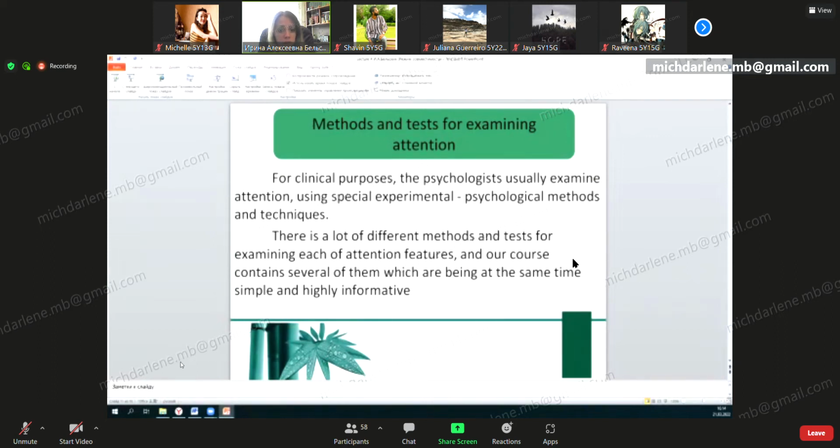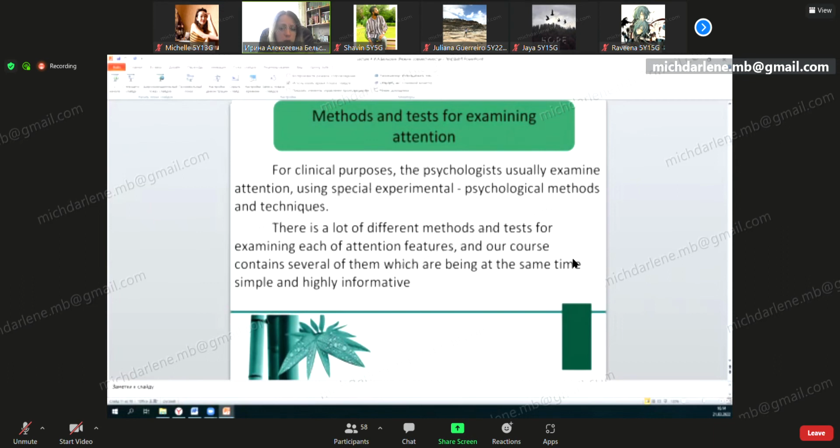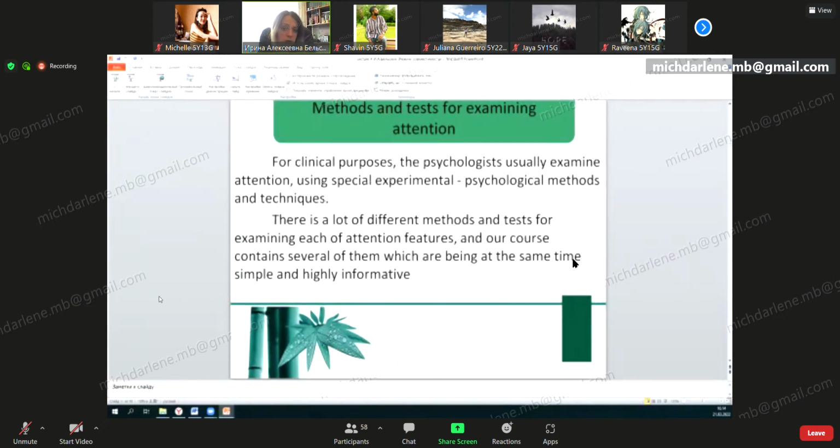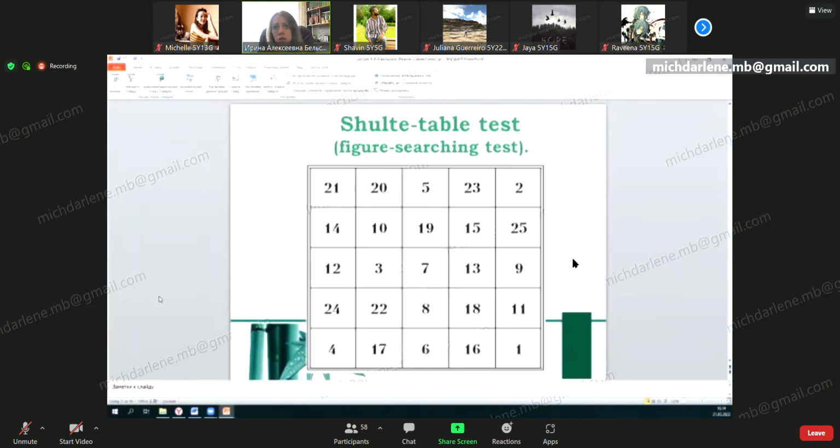Let's begin with the Schulte Table Test. The Schulte Table Test, or another name, figure searching test, was made by a psychologist. His name is Schulte. This method consists of 4 tables. The size of each table is 20 centimeters by 20 centimeters, and each of them is divided into 25 equal checks. The example of the classical form of the Schulte Table Test you can see on your screen.